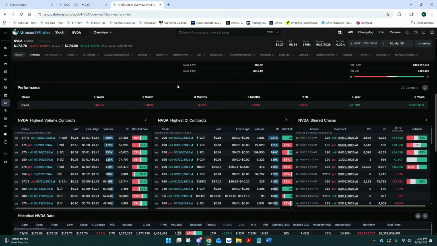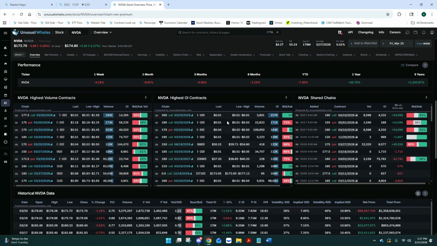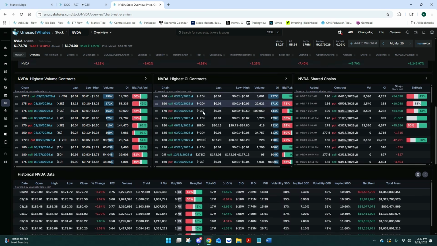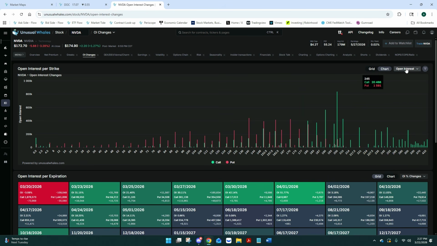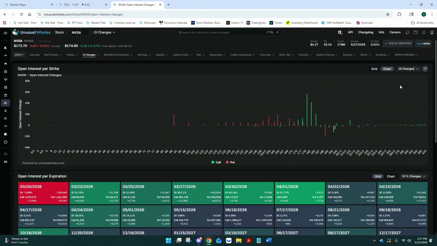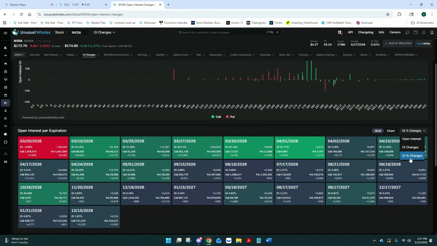So you come down here, look at the highest open interest contracts. A lot of those are weeklies, and Nvidia is a highly traded name too, so you are going to see a lot more volume on something like that. Maybe nothing in there. So let's go look at our open interest changes here. We're seeing some call action there on the 180, and I want to look at that open interest change by percent again in here, just see what we got. And actually, let's just do open interest change here first.